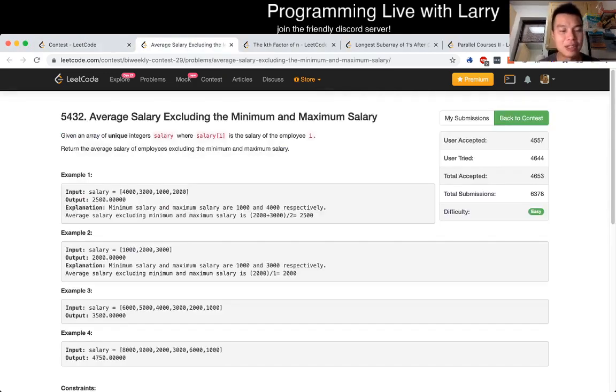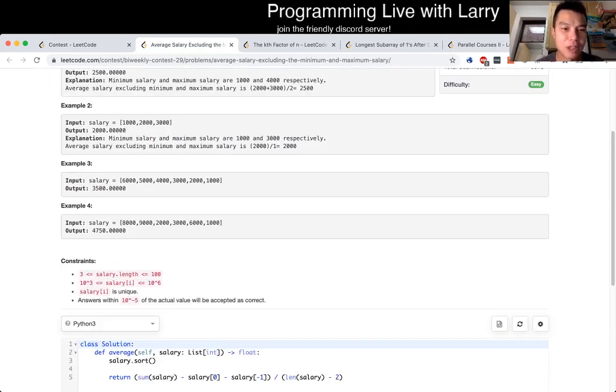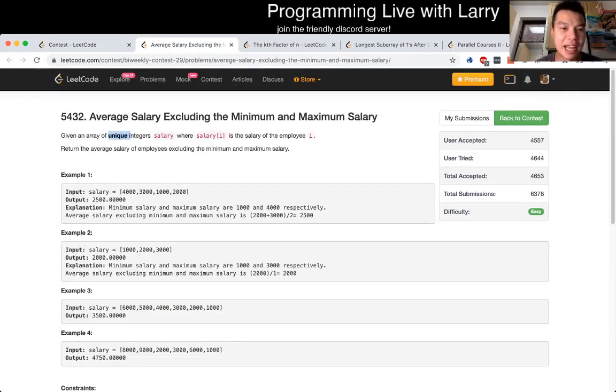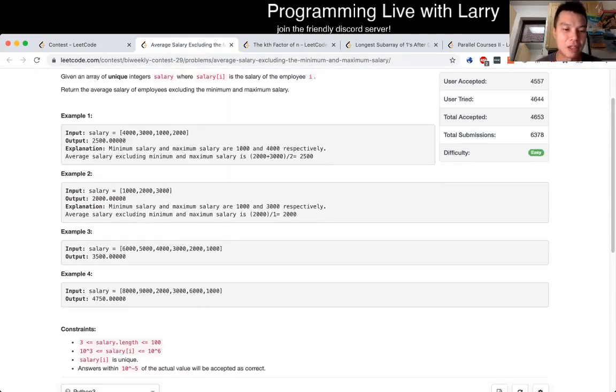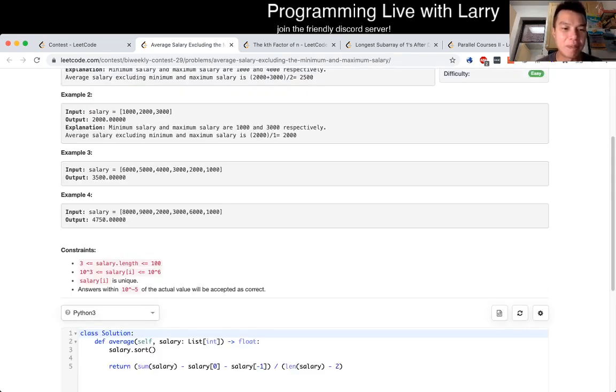Okay, let's go over the problems. Q1, average salary excluding the minimum and maximum salary. Because all the salaries are unique, you can actually do this in linear time by going through the array, finding the minimum and the maximum at the same time, and then just do a sum, subtract them, and then do this division. So that would be linear time.